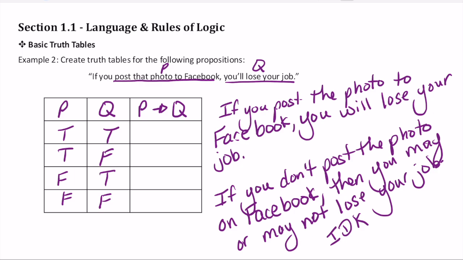This first row has true for you posting the photo and true for you losing your job. This means the proposition is true. The second row has true for you posting the photo, but false for you losing your job. This means the proposition is false. For the last two rows, you didn't post the photo. Since the proposition does not say what will happen if you don't post the photo, the proposition is true for both of them.